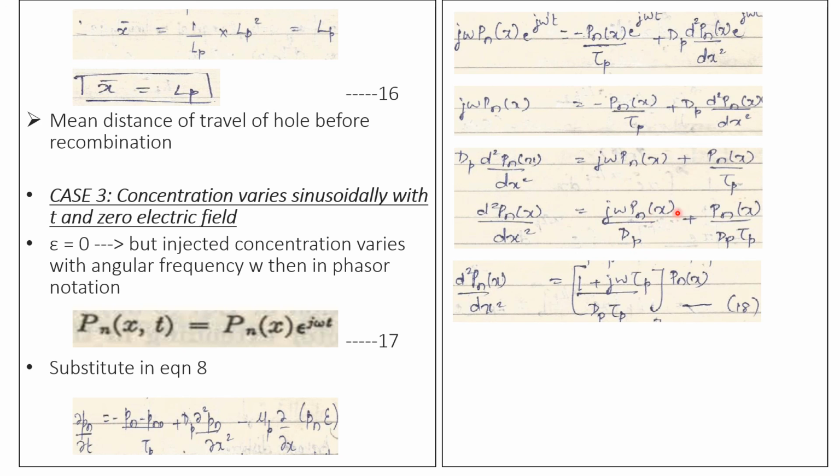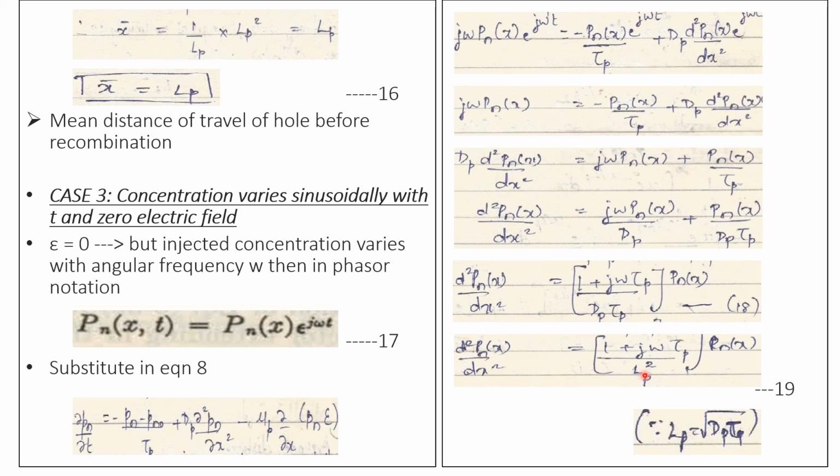So taking here Pn of x common, we can write down here d square Pn of x upon dx square is equal to 1 plus j omega tau p upon Dp tau p into Pn of x. Equation 18. Dp tau p then can be written as Lp square. Equation 19. Since Lp is equal to square root of Dp tau p.